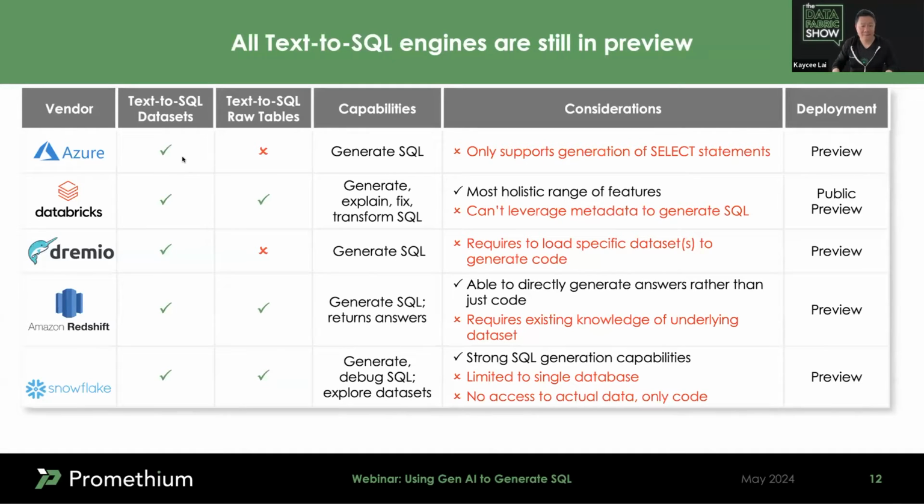For example, with Azure and Dremio, you need a data set pre-built first, and then it does a really good job generating ad hoc queries against that. But if you just have raw tables, they don't really work so well. And then there's the other consideration of how extensive the SQL generation capability is, because as we all know, SQL is a very, very robust language. For example, with Azure, what we've seen is it only supports the generation of select statements. So if you have a question that requires joins and unions and filters and group bys, that may not be ready for you right now.